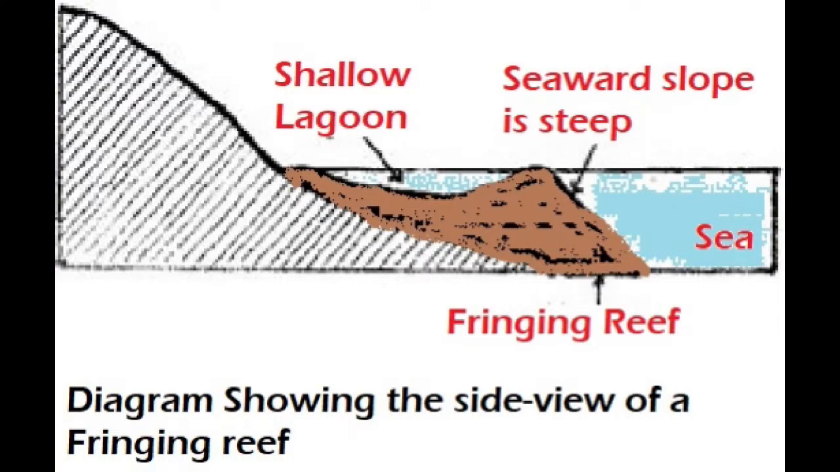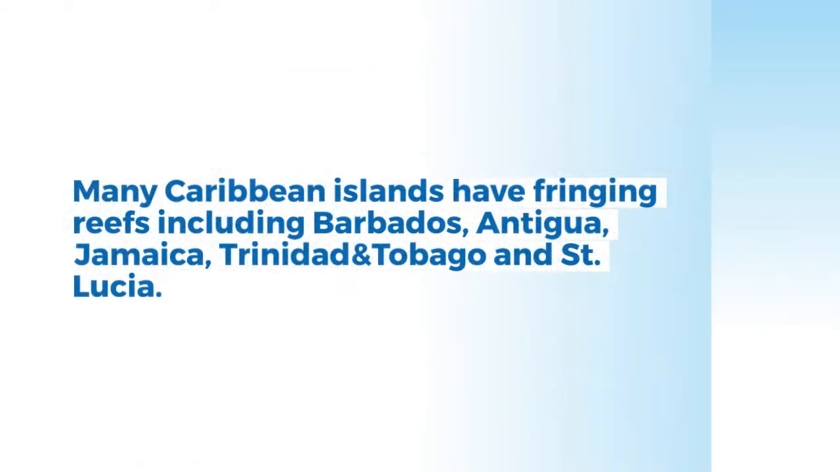Now, many Caribbean islands have fringing reefs, for example, Trinidad and Tobago, Jamaica, St. Lucia, Barbados, Antigua. All of these places have fringing reefs.